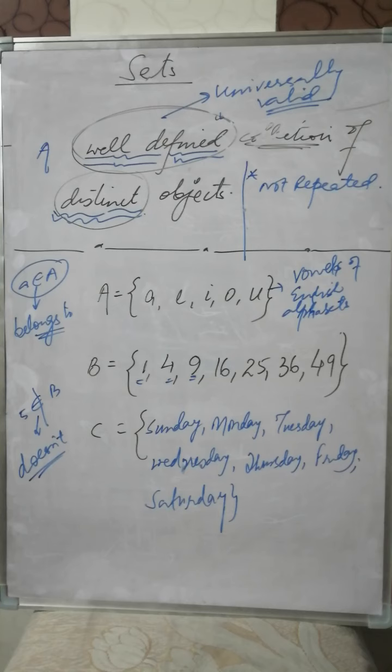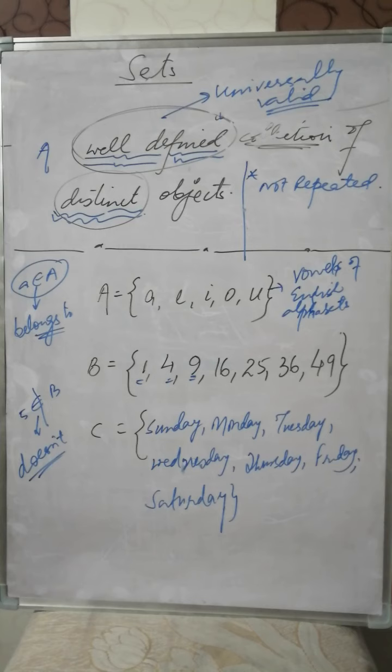So what is a set? A set is simply a well-defined collection of objects. And these objects need to be distinct. If an element is there in the set, it is said to belong to the set, and if an element is not there in the set, we say that it does not belong to the set.